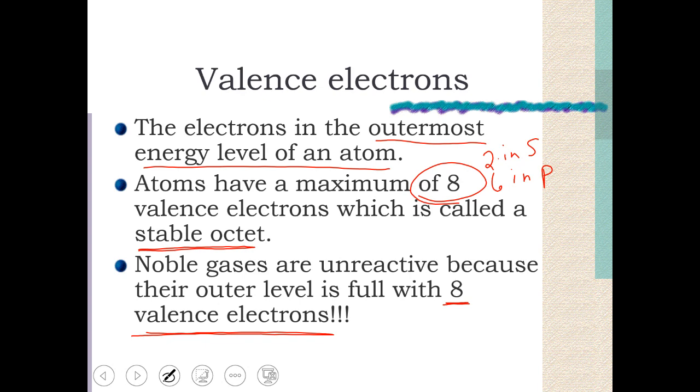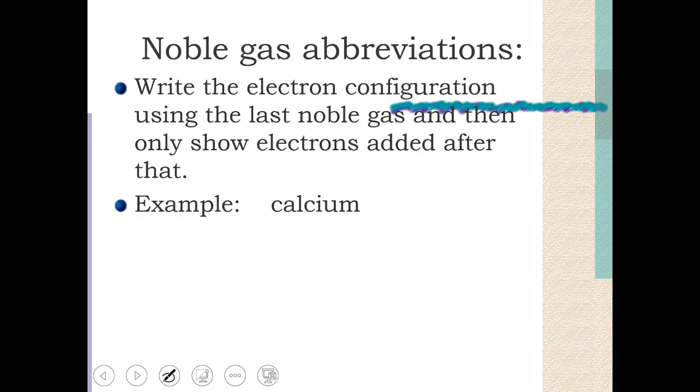You're going to see in the future units that we study, the whole reason that elements undergo chemical reactions is that they are trying to get 8 electrons in the outer shell. Noble gases already have 8, so they have no reason to share, gain, or lose electrons and react. So how do you write the noble gas abbreviation?